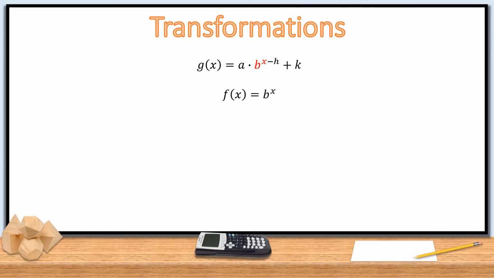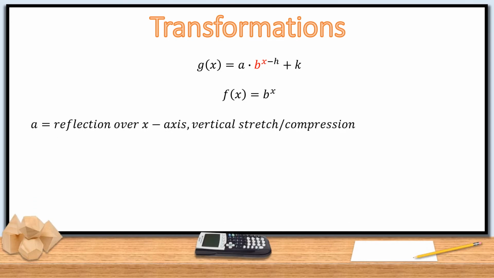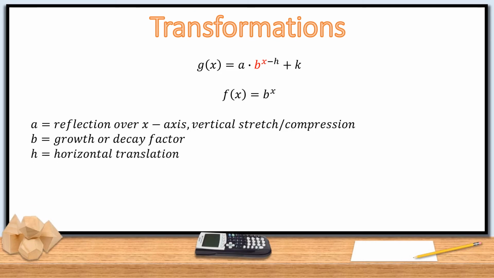So parent function is b to the power of x. A is still that reflection over the x-axis, and then vertical stretch or compression. B is what we call the growth factor or decay factor, so that's that parent function part. H is the horizontal translation, so right, left, and K is up, down.